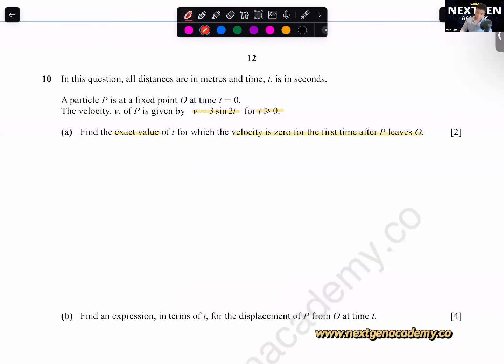So the velocity is 0 means my v equals 0. V given to you in the question is 3 sine 2t equals 0. Let's solve for this. Remember, when we do sine and cos, if you get negative 1, 0, and 1, you want to solve it, don't use ASTC. This is where I see most students make the mistake. You just use the graph. It's easier for you to read from the graph. So sine 2t equals 0, how do we solve? You get 3 answers here: 0, pi, and 2 pi.